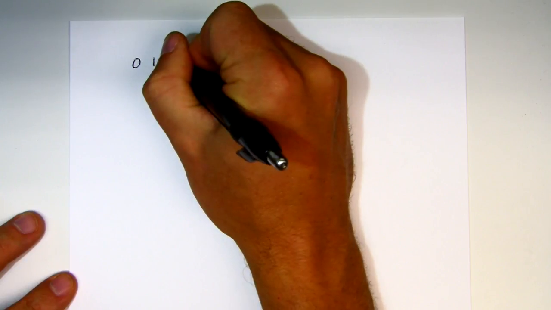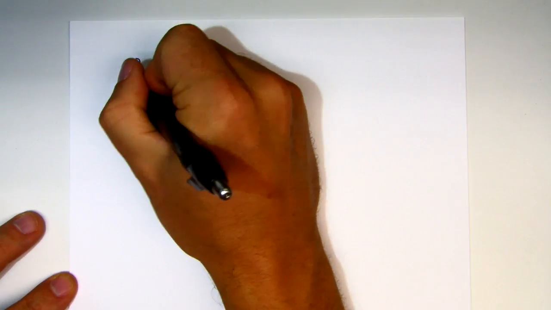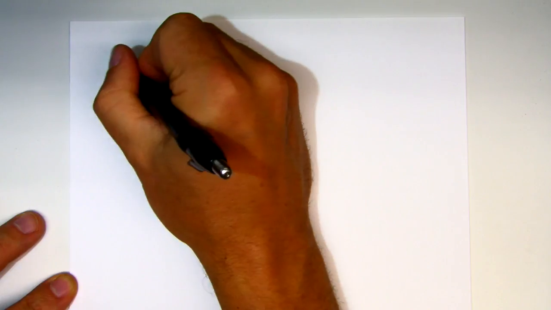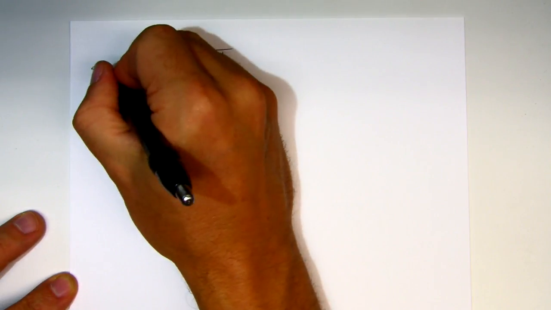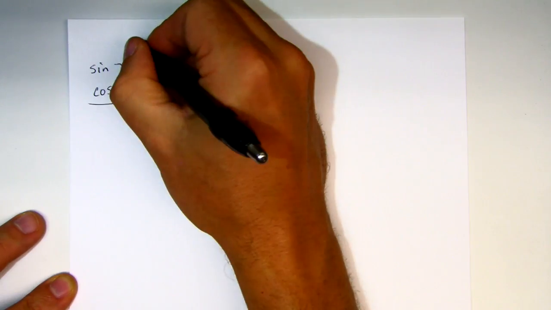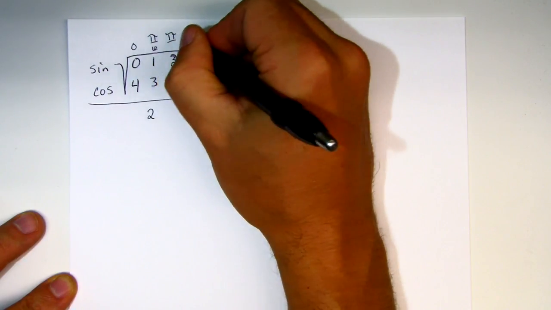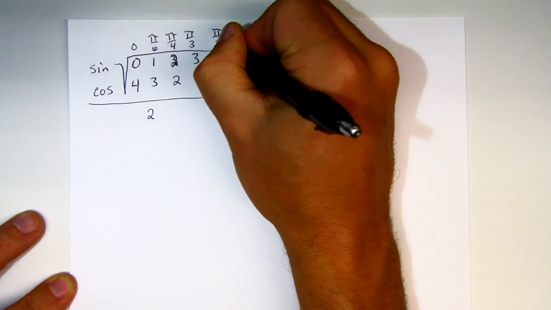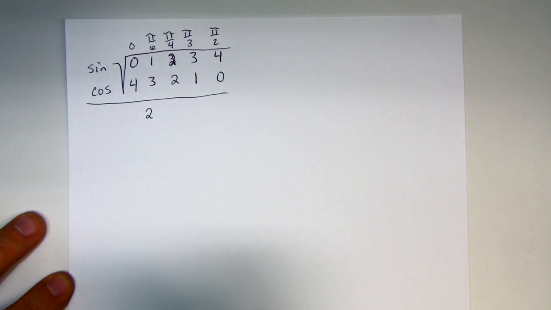1, 2, 3, 4, and then I go 4, 3, 2, 1, 0, and I put a big square root around this. This is all symbols: sine, cosine, all this divided by 2, and then I put my angles up here: 0, pi over 6, pi over 4, pi over 3, and pi over 2. Okay? So this is pretty easy to remember how to create this little cheat here.